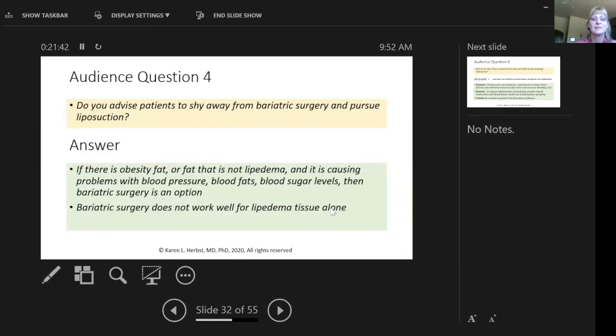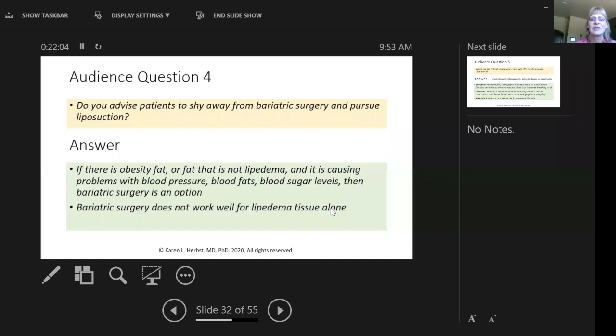Number 4, do you advise patients to shy away from bariatric surgery and pursue liposuction? In my opinion, if there's obesity fat or fat that's not lipedema and it's causing problems with blood pressure, blood fat, blood sugar levels, then bariatric surgery is an option. But bariatric surgery does not work well for lipedema tissue alone.